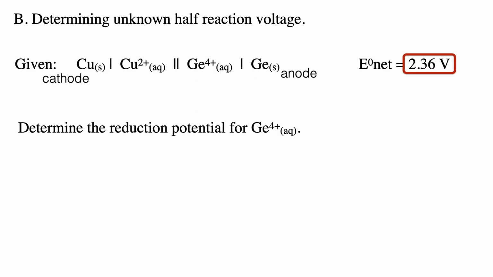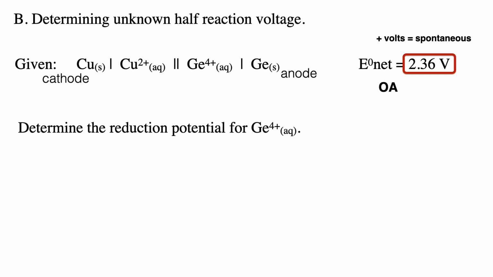Next, we're going to determine an unknown half reaction voltage. You can see they've given us this copper germanium cell. They've told us the net voltage, so we don't have to calculate it. There it is. But if we check our data book, germanium is not in our data book. So determine the reduction potential for Ge4 positive.